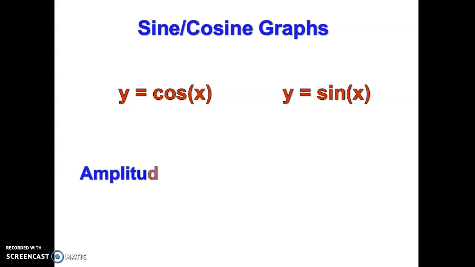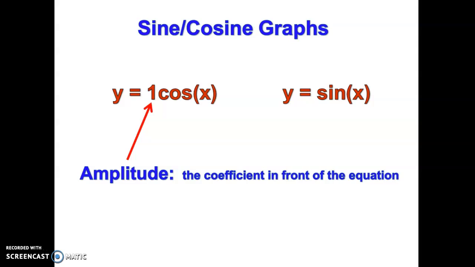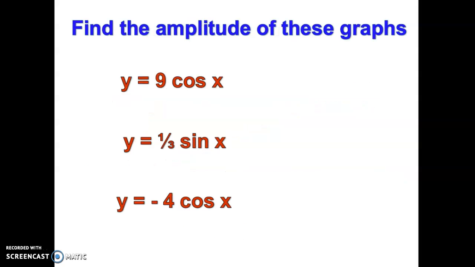Okay, so the amplitude for these two equations is going to be based on the coefficient in front of the function. So in both of these, the amplitude would be 1, because it would be 1 times cosine and 1 times sine. We just don't write the 1. But if we put a different number in there, it would be different. So, for example, what is the amplitude of y equals 9 times cosine of x? Well, it would be 9, because that's the coefficient.